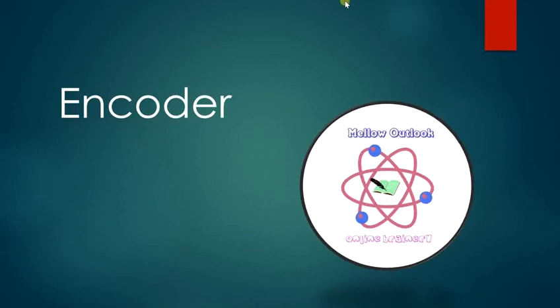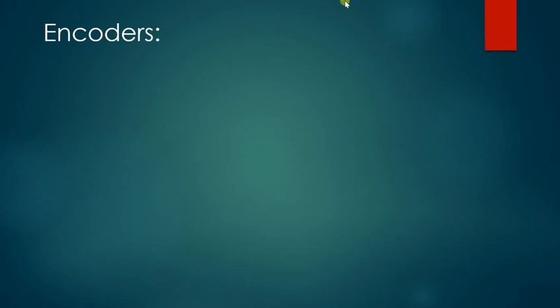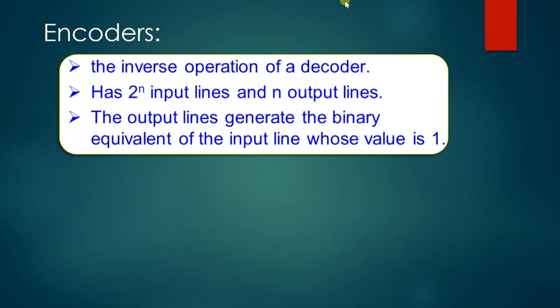As we begin with the encoders, you need to understand that an encoder is basically an inverse operation of the decoder. So here you will have 2 to the power n input lines and n output lines. And the output lines will generate the binary equivalent of the input line whose value is 1.